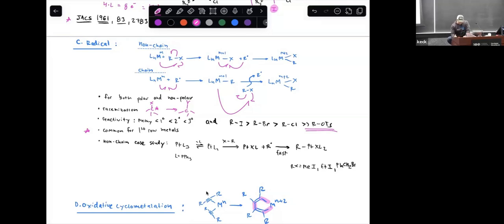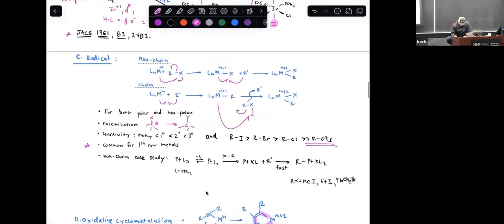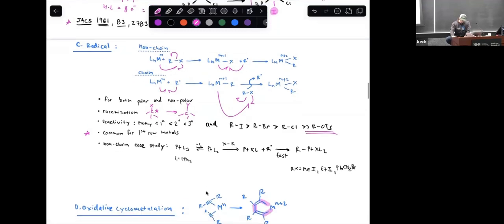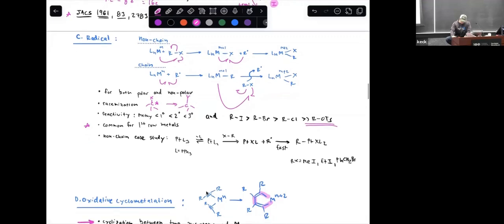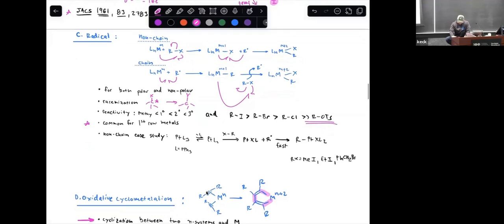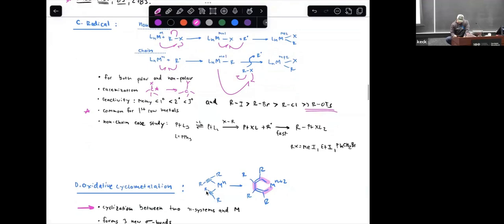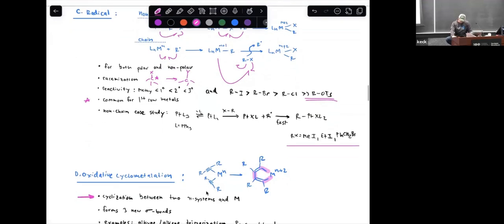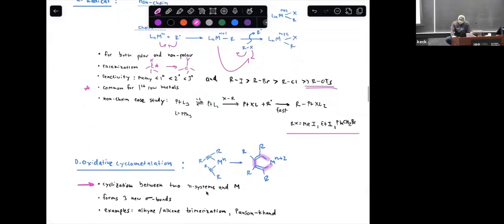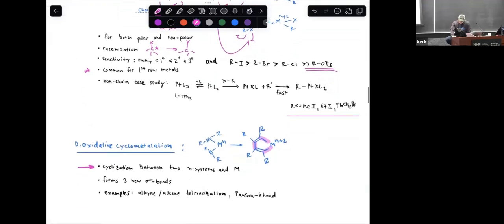But it's not a given that only first-row metals are capable of engaging in radical pathways, so we can consider this case of a non-chain radical case of platinum, a third-row metal here. And I'll give this for you to think about: based on the radical pathway, how you would order this series of electrophiles in this oxidative addition.